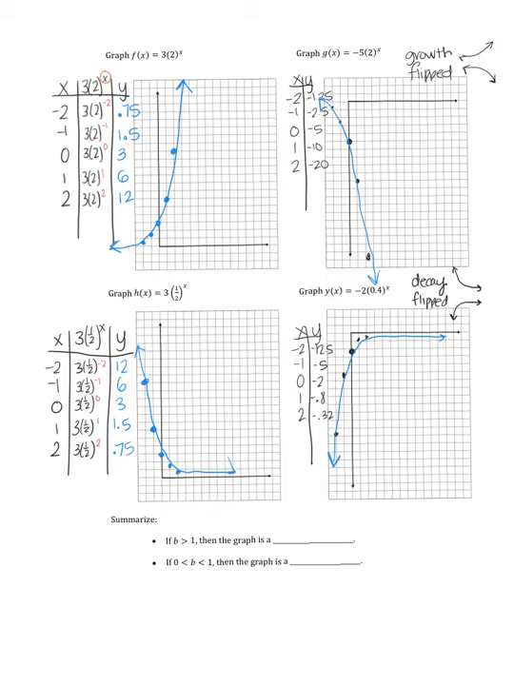So we'll sum it up real quick before we go. If my b value is bigger than 1, then the graph is exponential growth. And if my value for the base of the exponent is between 0 and 1, then the graph is exponential decay.